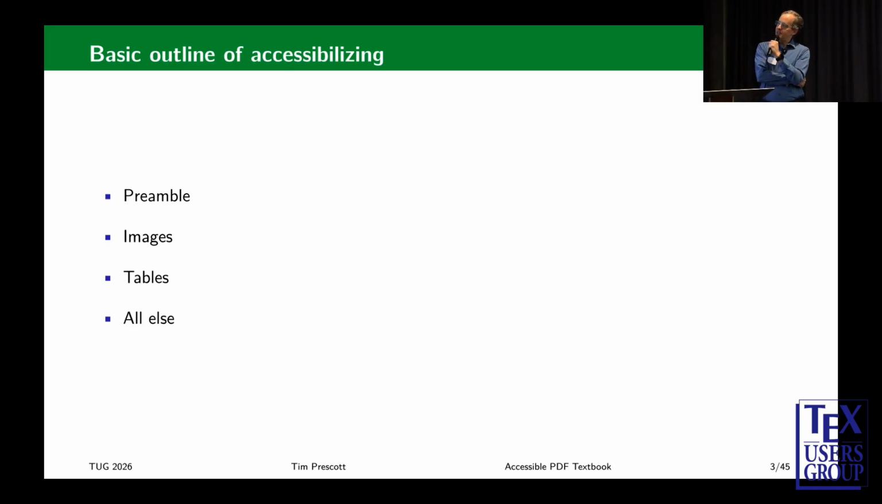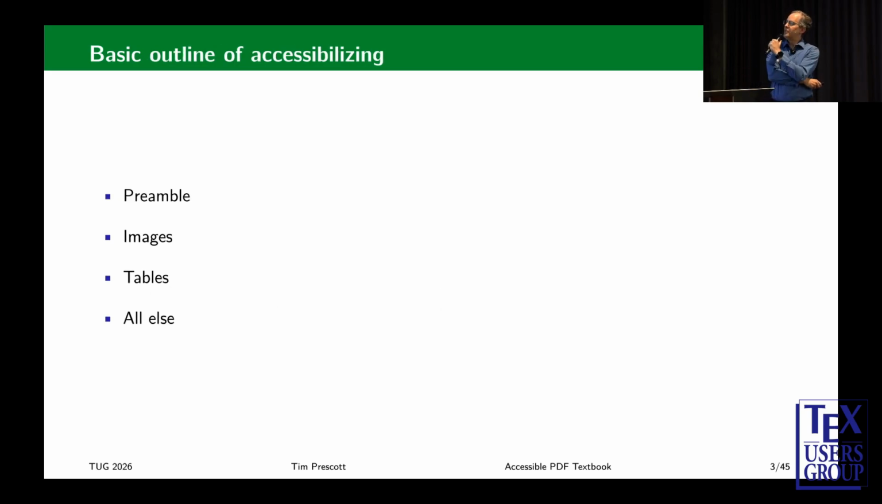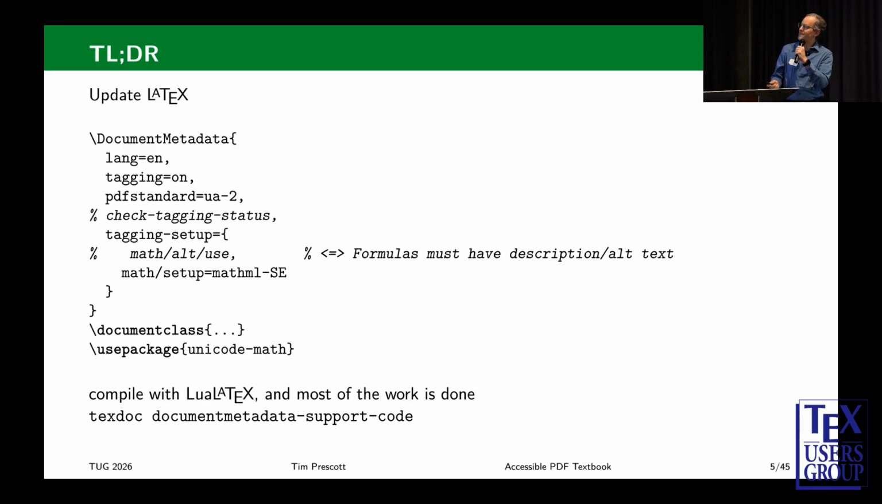So I kind of think of this in 4 different pieces. There's the preamble that we've been talking about. We need to look at images. We'll talk about tables and then everything else. What's a little bit odd is that for the amount of time that we need to spend on the preamble, that's where most of the accessibility comes from. And then where we spend all of our time is just to kind of finish out everything else, which I guess is how I think of it. Yeah, so we'll go with that.